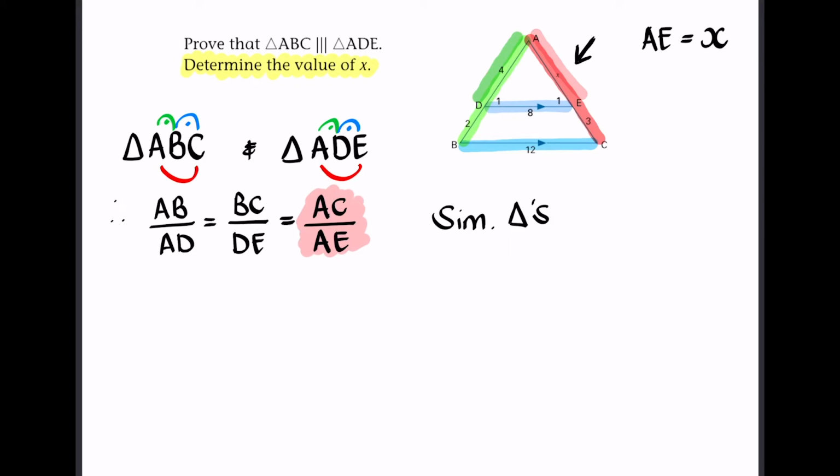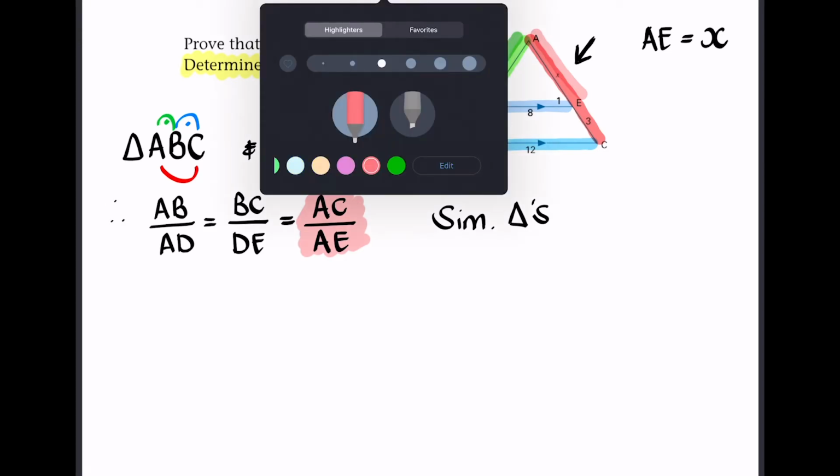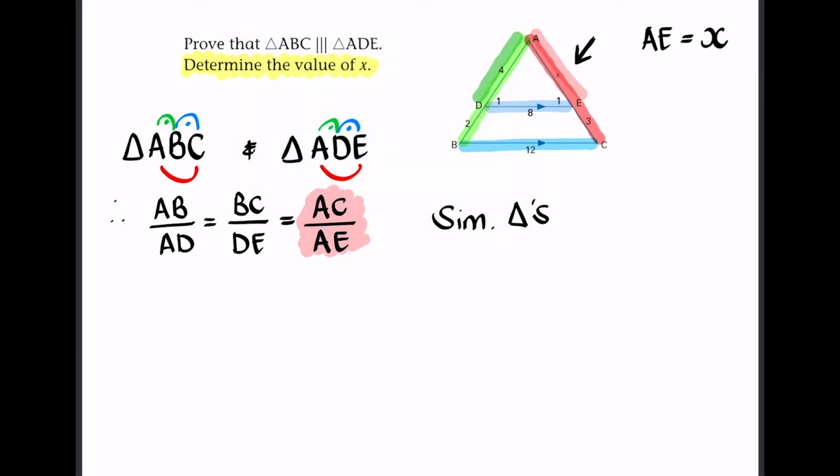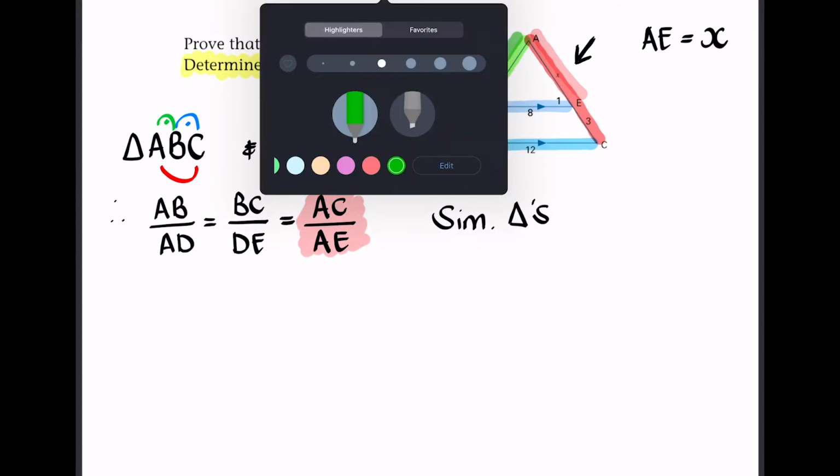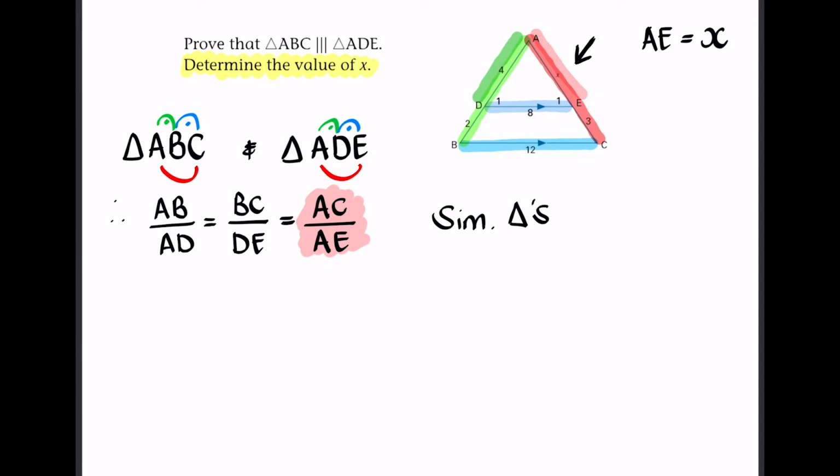And now, if I look at my green and my blue lines in my diagram, I need to ask: do my green lines have all the information filled in? Do my blue lines have all the information filled in? In this case, both of them do, which means that I could pick either green or blue. I think that the easier one to pick would be the blue lines. So I'm going to work with the blue lines. All right, so I'm going to say BC over DE is equal to AC over AE.